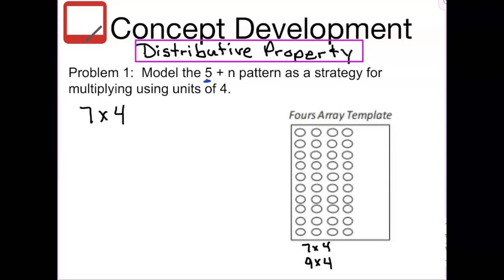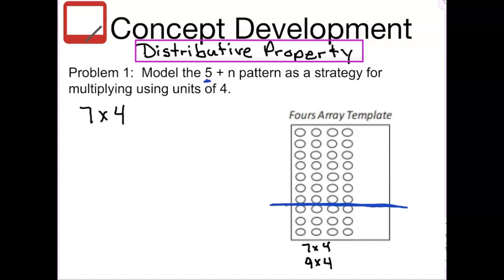Now we're going to count down 1, 2, 3, 4, 5, 6, 7 rows, and I'm going to draw a line because we're only going to worry about those first 7 rows right now, because we're doing 7 times 4. We've been figuring out these multiplication problems by using arrays, tape diagrams, skip counting, and now we're going to learn a different strategy. We're going to take the first 5 rows.